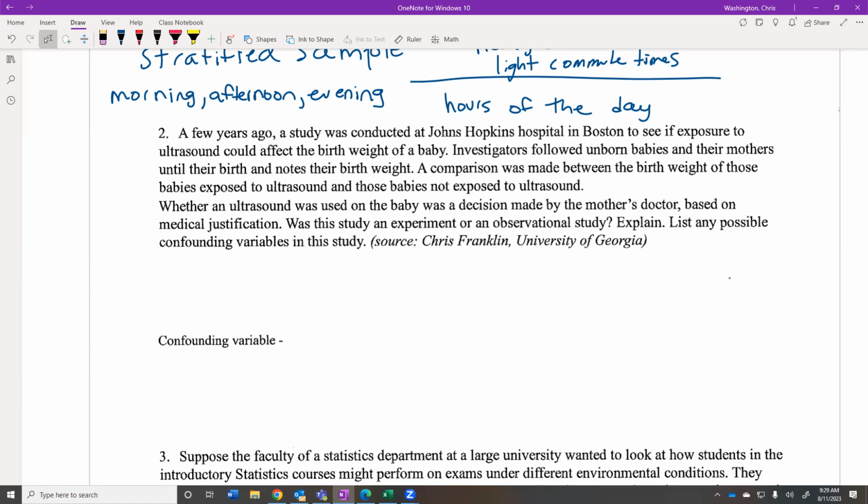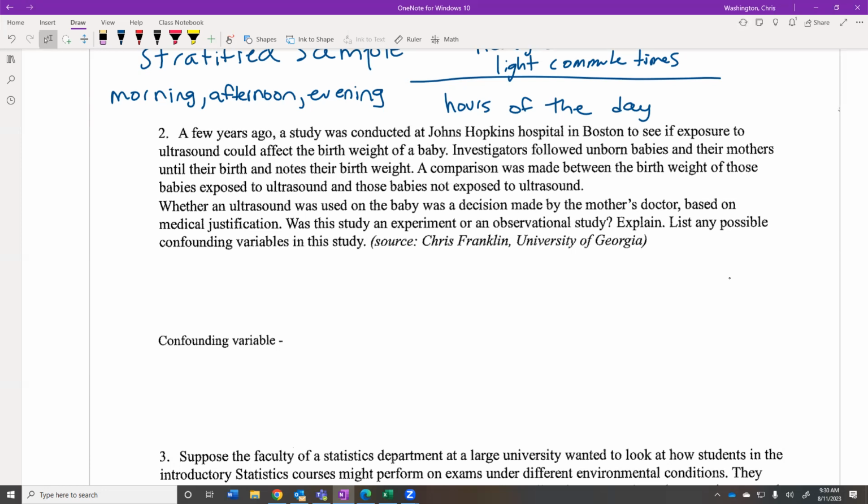So let's keep going. Investigators followed unborn babies and their mothers until their birth and noted their birth weight. Notice they didn't put them in groups. They didn't do anything to affect the outcomes, but they are looking at those mothers that used an ultrasound and the ones that did not use ultrasound. So they are comparing those 2 groups, but they did not put them in groups. Who put them in groups? Who determined if they were going to use ultrasound or not? A comparison was made between the birth weight of those babies exposed to ultrasound and those not exposed to ultrasound.